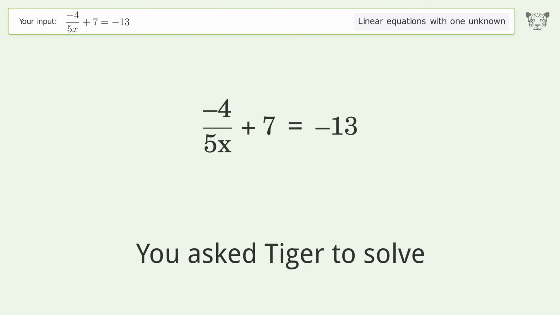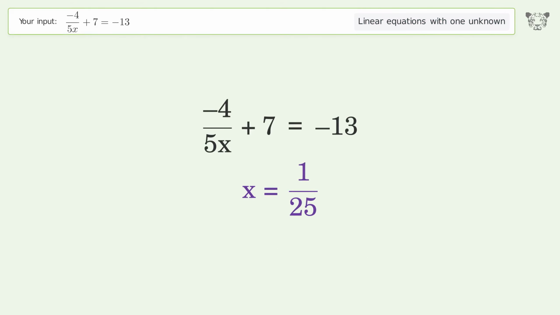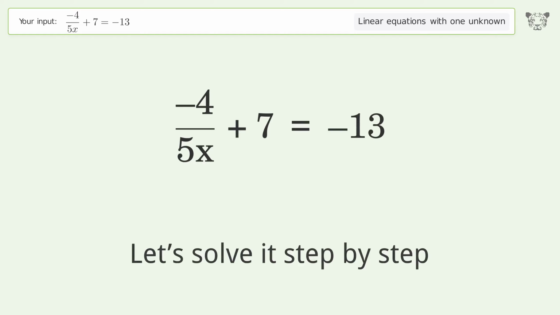You ask Tiger to solve. This deals with linear equations with one unknown. The final result is x equals 1 over 25. Let's solve it step by step.